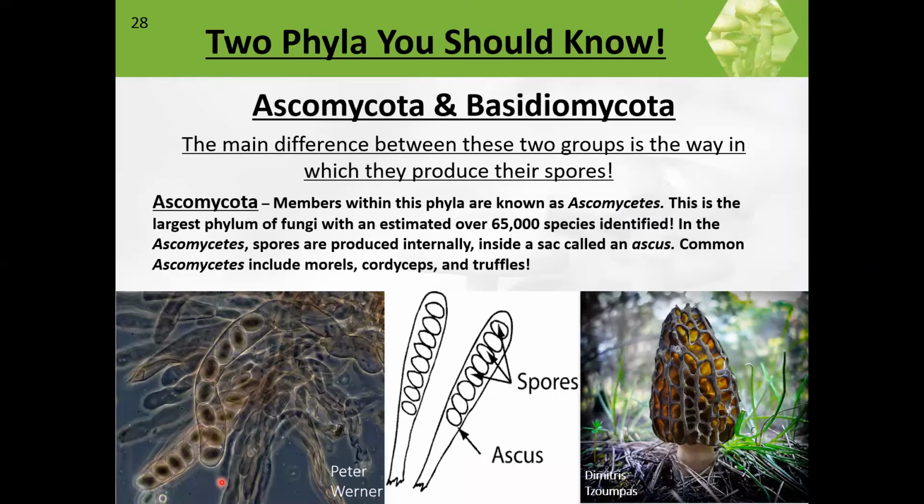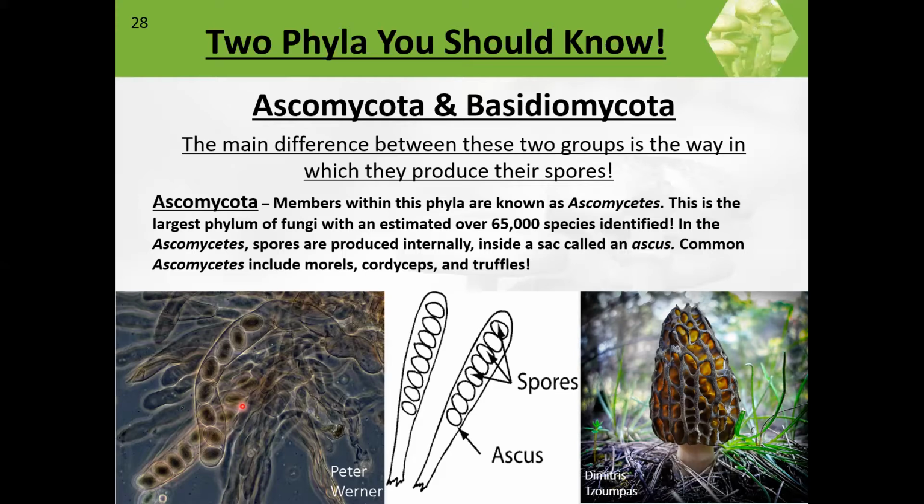So two phyla you should know are Ascomycota and Basidiomycota. And the main difference between these two is the way they produce their spores. Ascomycota have spores inside an ascus right here. And as you can see, these are the spores, and the outer layer that's holding it is called the ascus. And that's where it gets the name Ascomycota.